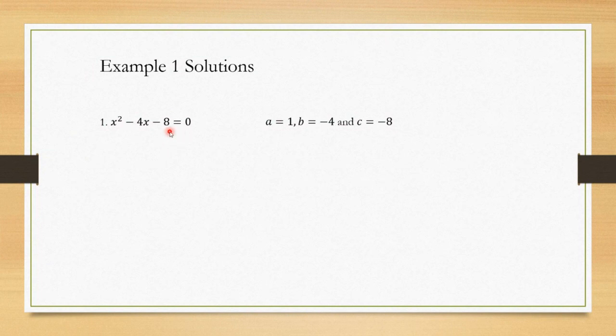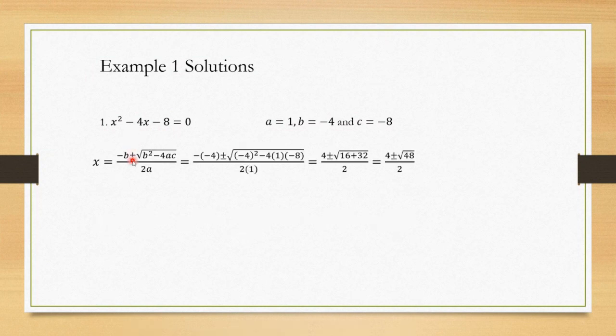So what we're going to do now is get A, B, and C. As I have here, A is 1, the leading coefficient. B is -4, the coefficient of x. C is -8. Remember, you always include the negative if you're subtracting. So when I plug it into the quadratic formula, we get this.